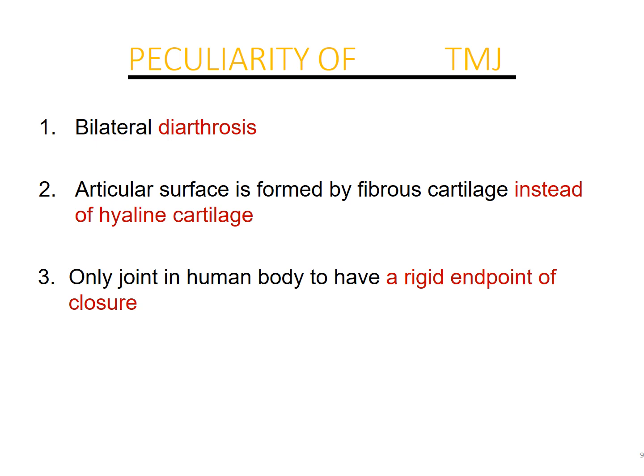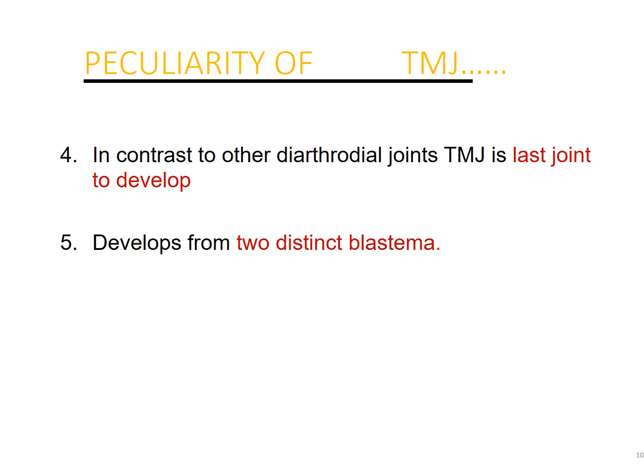Now, the articular surfaces of the TMJ are formed by fibrous cartilage instead of the hyaline cartilage, as seen in your knee joint and your pelvic joint. It is the only joint in the human body to have a rigid end point of closure. Now moving on, in contrast to the other diarthroidal joints, the TMJ is the last joint to develop in the human, as opposed to your knee, shoulder, elbow and pelvic joints. In growth and development it is the last joint to develop, and it develops from two distinct blastemas.